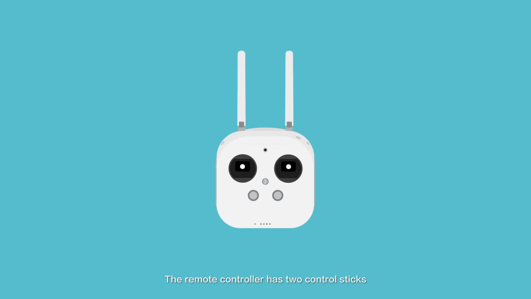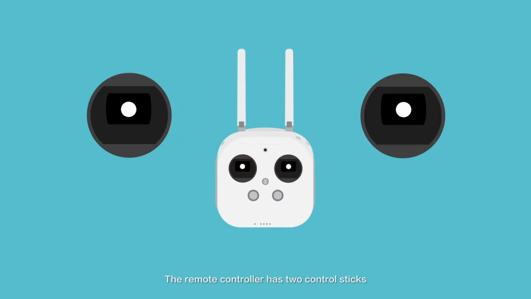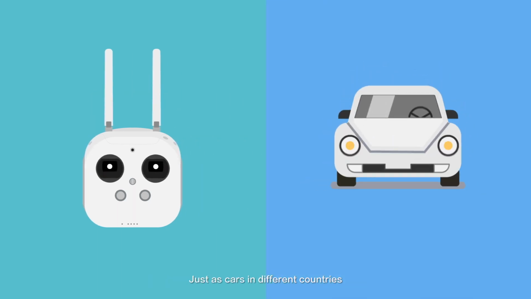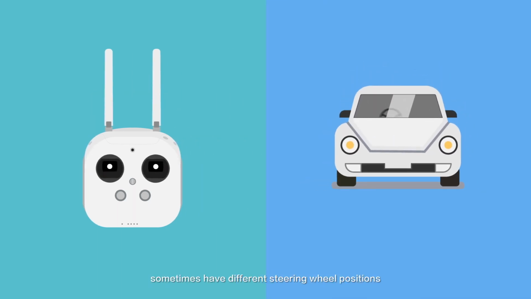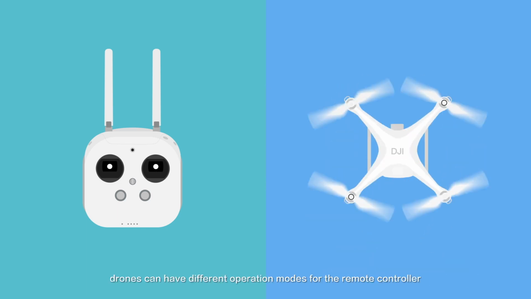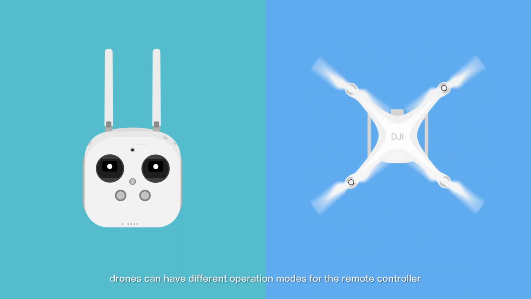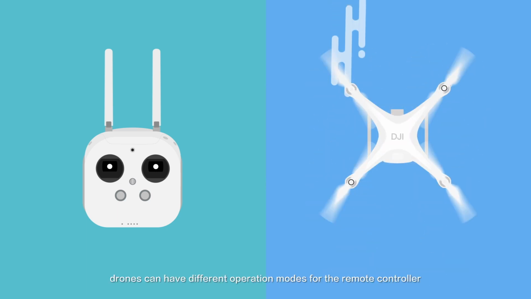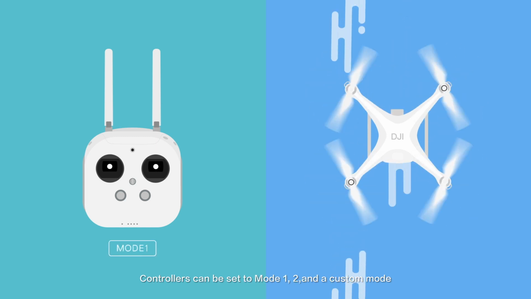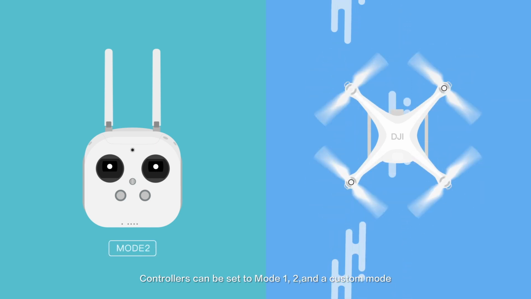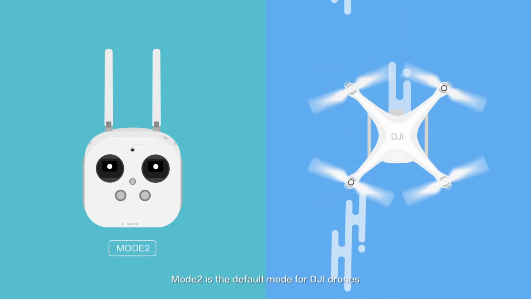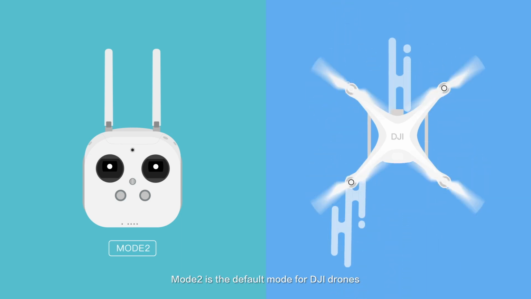The remote controller has two control sticks. Each stick can be moved up, down, left, and right, and will control the orientation of the aircraft accordingly. Just as cars in different countries sometimes have different steering wheel positions, drones can have different operation modes for the remote controller. Controllers can be set to Mode 1, 2, and a custom mode. Mode 2 is the default mode for DJI drones.